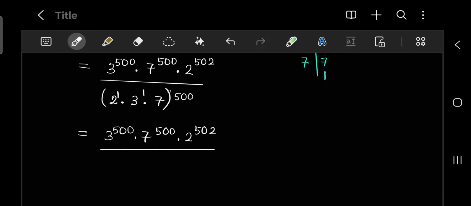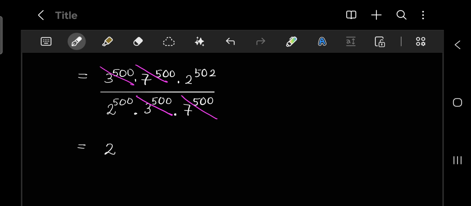Remember, this 2, 3, and 7 all have exponents of 1. So applying laws of exponents, we are going to multiply those exponents together. 1 times 500 is 500. So this becomes 2 to the power 500 times 3 to the power 500 times 7 to the power 500. And immediately you guys notice that there are some things in the numerator and denominator that are the same. They can cancel out with each other. The 3 to the power 500 from the top cancels out with 3 to the power 500 from the bottom. The same thing happens with the 7 to the power 500.